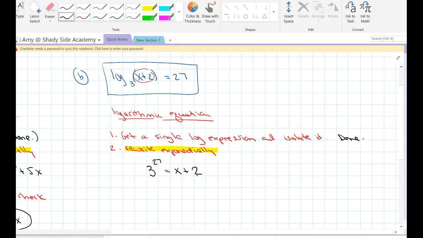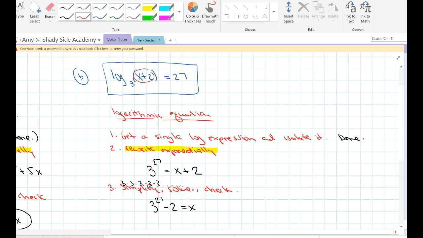Okay, now without a calculator, I am not going to actually figure out what this number is, because it's 3 times 3 times 3 times 3 times 3, 27 times. But I'm just going to say at the end of the day, 3 to the 27th minus 2 equals x. Oops, I just missed a step 3. Step 3 here is simplify, solve, and then check. Okay?